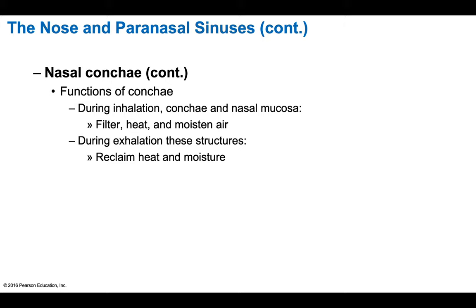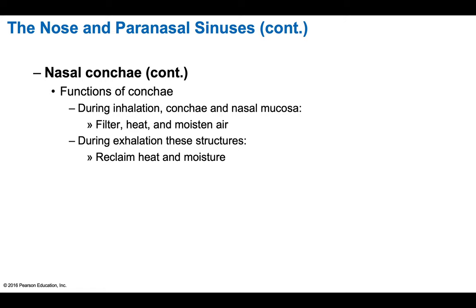Now, during inhalation, the conchae function to filter heat and moisture in the air. And during exhalation, they reclaim this heat and moisture. In other words, inspired air cools the conchae. Then during exhalation, these cooled conchae precipitate moisture and extract heat from the humid air flowing over them. What's more, these alternating events minimize the amount of moisture and heat that's lost from the body through breathing. This helps us to survive in dry and cold climates.